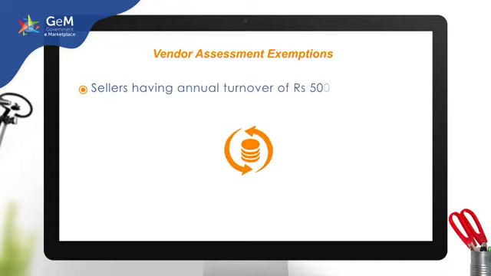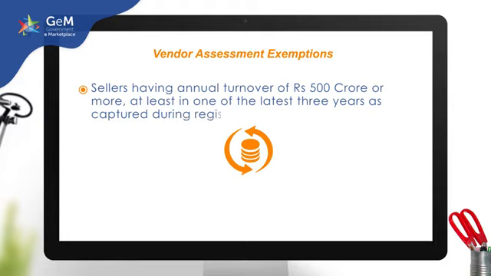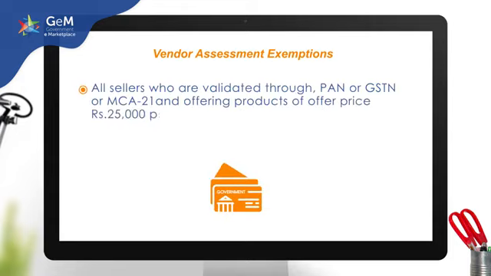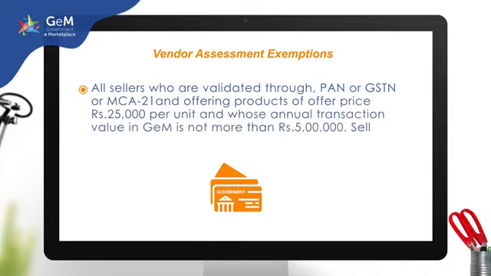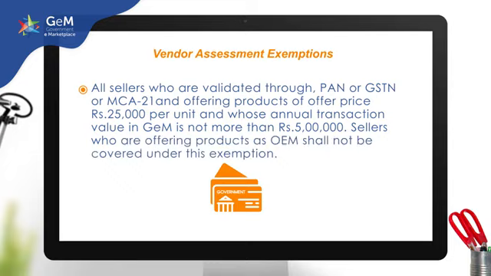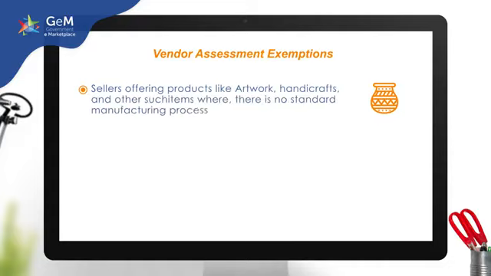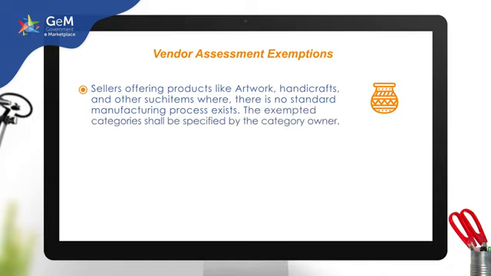Sellers having annual turnover of Rs 500 crore or more, at least in one of the latest 3 years as captured during registration. All sellers who are validated through PAN or GSTIN or MCA 21 and offering products of offer price up to Rs 25,000 per unit and whose annual transaction value in GeM is not more than Rs 5 lakh. Sellers who are offering products as OEM shall not be covered under this exemption. Sellers offering products like artwork, handicrafts and other such items where no standard manufacturing process exists. The exempted categories shall be specified by the category owner.